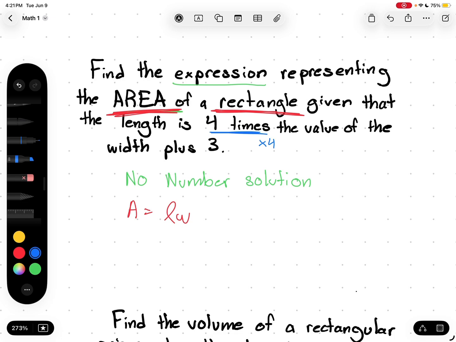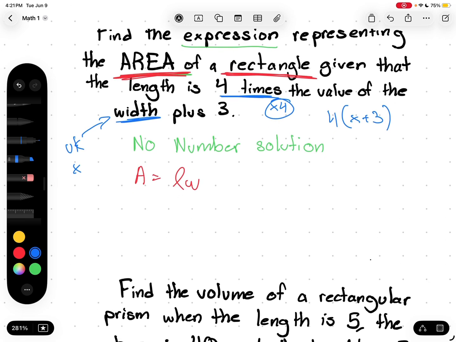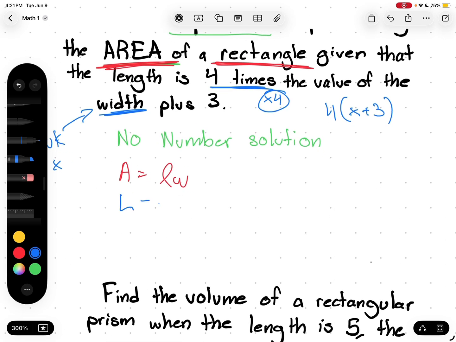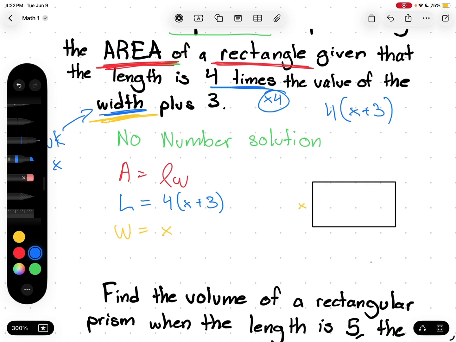And because we don't know what the width is, we can replace our width with our unknown number, which is x, plus 3. So what we understand is that we are multiplying 4 to x plus 3, which looks like that. Then that is our length. And we know that our width is an unknown number, so our width equals x. So if I draw this over to the side, our shape would look like x for width and 4 times x plus 3 for our length.